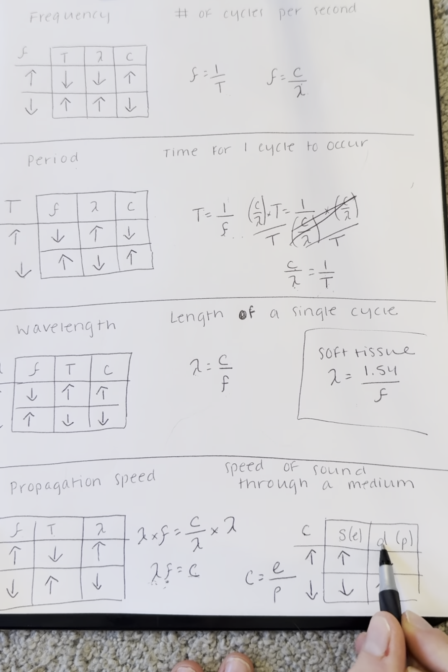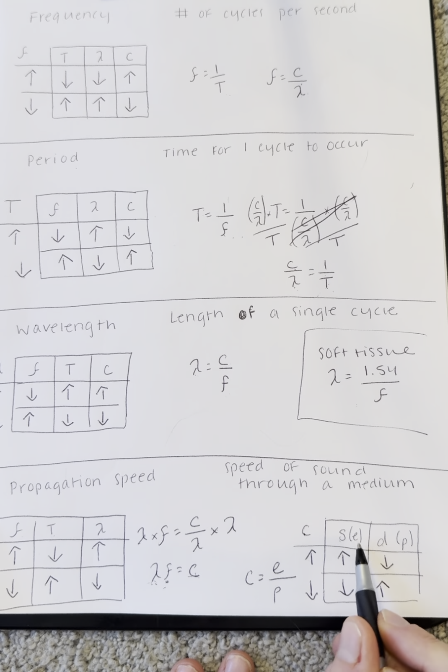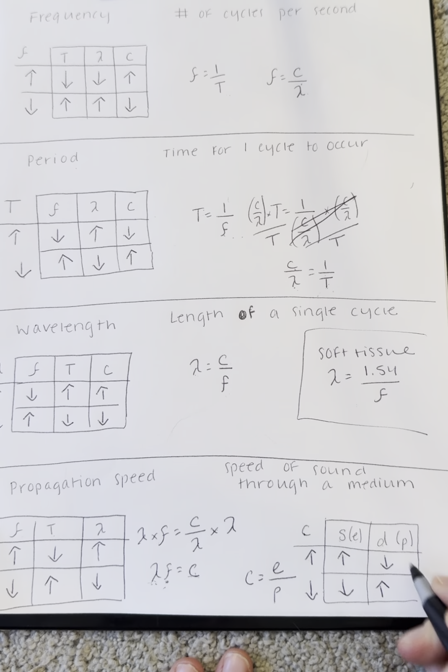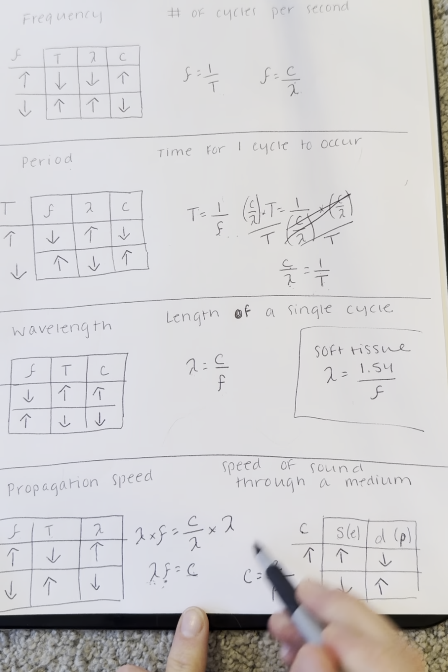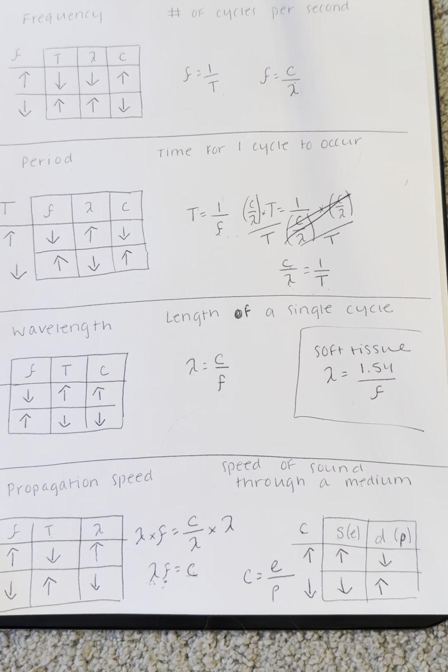I put a stiffness and a D for density here, but we use elasticity and then that silly P, that kind of like loopy P for density. So if something's stiffer, sound goes faster through it. If something's denser, sound goes slower through it. And this is independent of frequency or other parameters. This is about speed through soft tissue. Okay, speed of sound once it's already been produced, traveling through the soft tissue. This is how speed impacts the production of sound when it's in the transducer.